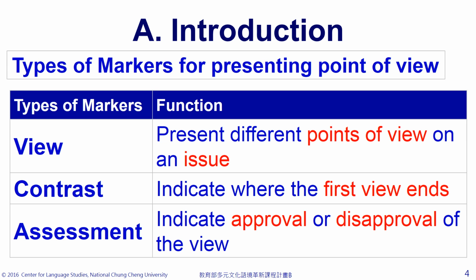So first, why is it important to learn the language use for presenting point of view? As can be seen in the table, we can use the 3 types of markers with different purposes or functions. First, we can use view markers to present different points of view on an issue, and contrast markers can be used to indicate where the first view ends. Finally, assessment markers can be used to indicate the approval or disapproval of views.